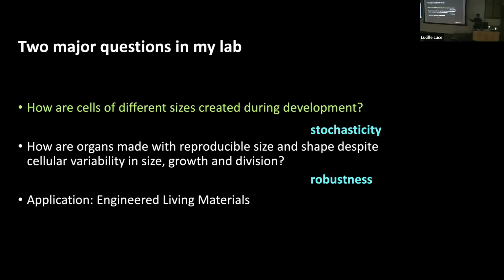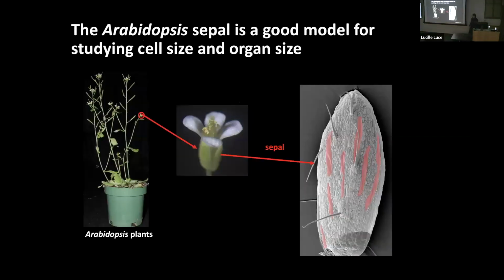Okay, so we're going to start with this first question and look at how are cells of different sizes created during development. And so we've been using Arabidopsis plants and particularly looking at the flower. So here's our flower. The outermost floral organs are the sepals. And sepals have this beautiful pattern where they've got these giant cells interspersed between small cells. And that's one of the things that initially attracted me to sepals, because I'm like, this is just really cool. No one's studying this. What's going on here?